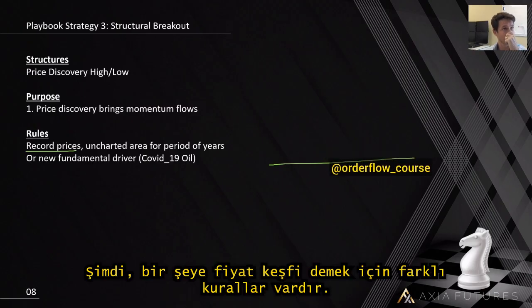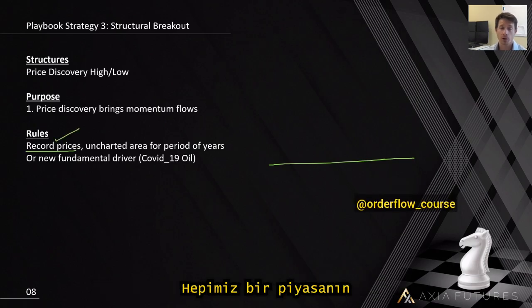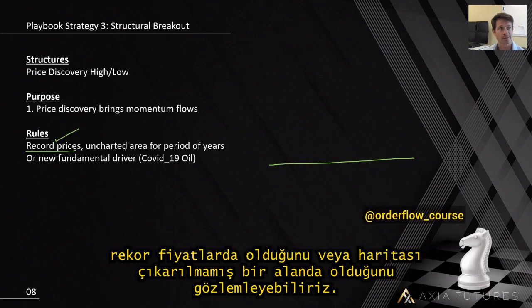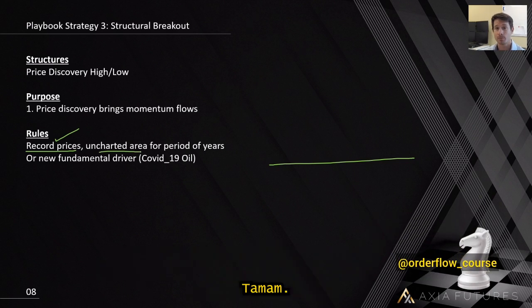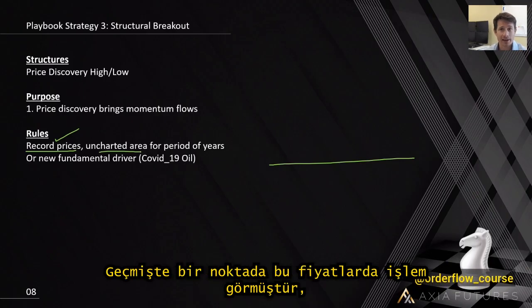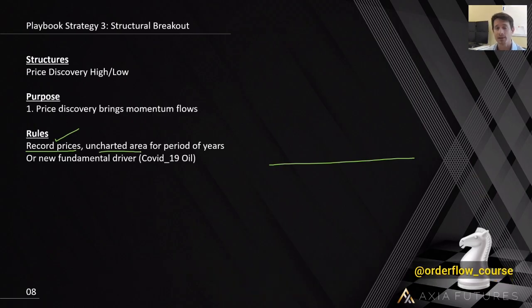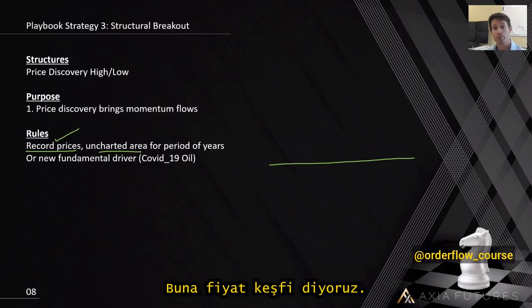Okay. Now, there are different rules to call something price discovery. Either it's record prices, pretty straightforward. We can all observe when a market's at record prices. Or a market is in uncharted area. In other words, it's not been in this price zone for a number of months and years. It's a market that's now broken into uncharted territory. It's obviously traded those prices at some point in the past, but it's not been there for a very significant period of time. We call that price discovery.